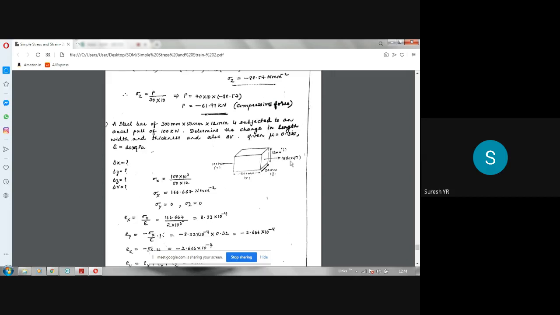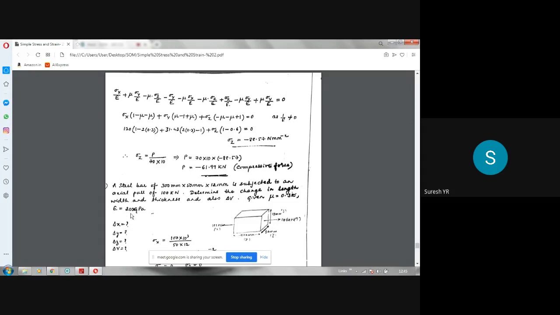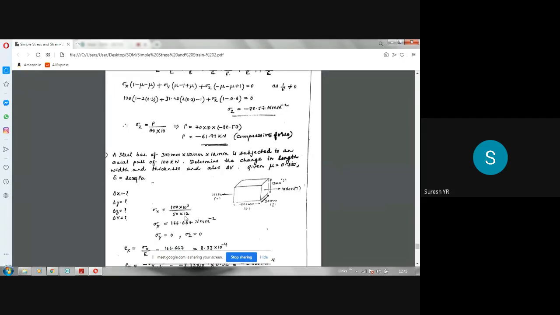100 kilonewton, see the diagram. Determine the change in length, width and thickness, and also delta V. Given mu is 0.32, I think he has given, and E is equal to 200 GPa, which means 2 into 10 power 5 MPa. So in this problem, he has asked for the change in length, change in width, change in depth, as well as volumetric strain.